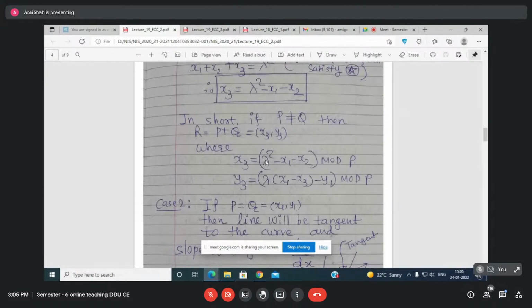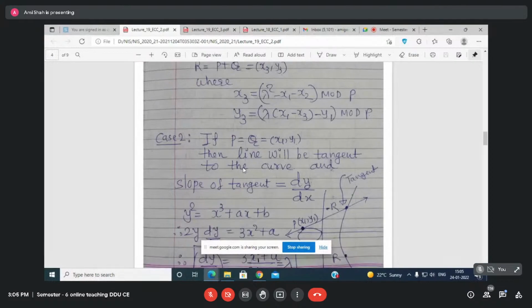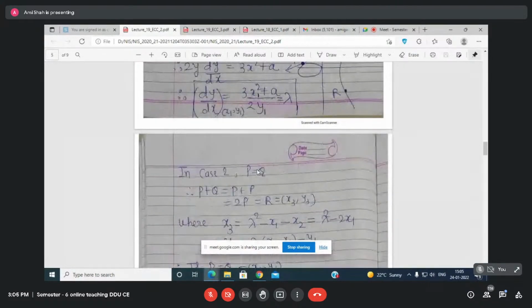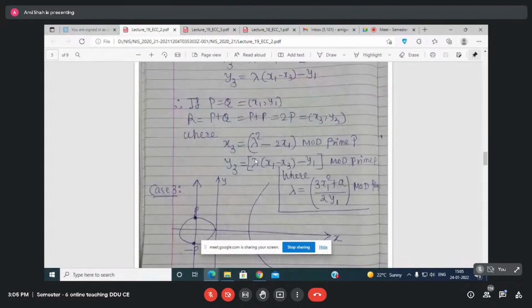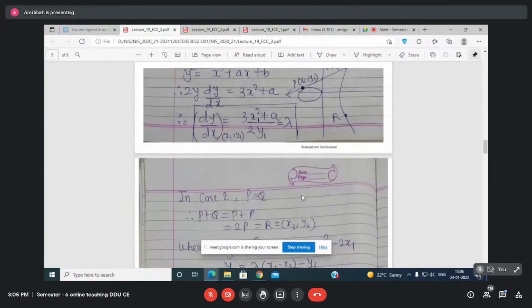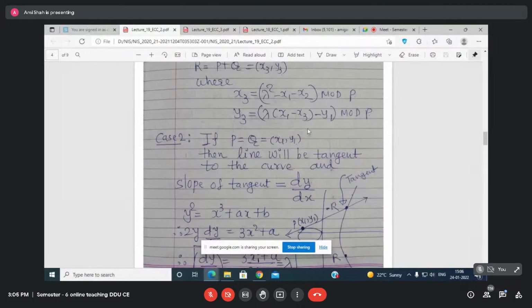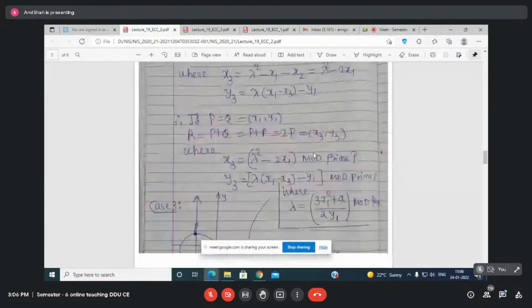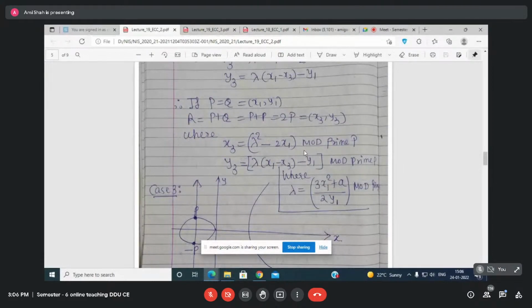Now the second case you have to remember, where the 2 points overlap. In that scenario, how to calculate the lambda? The lambda is calculated by using this equation. Write down this equation, everyone: 3x square plus a divided by 2y1. Okay, and then how to calculate x3 y3? Here the same equation for x3 y3 is used, but now both the points are same because the 2 points overlap. So that's why here I have written lambda square minus 2x1. Okay, and the y3 remains the same as it is.